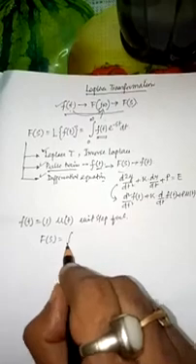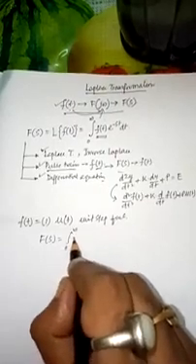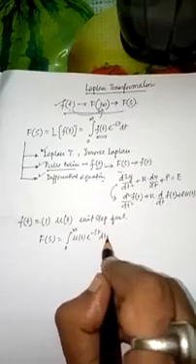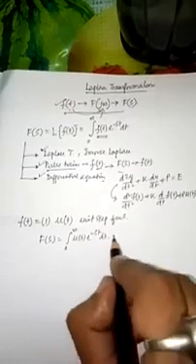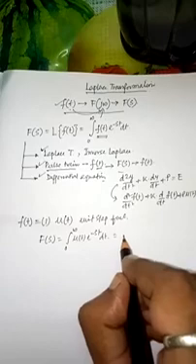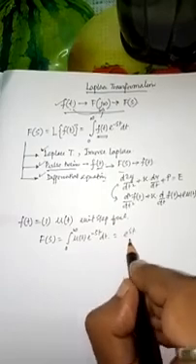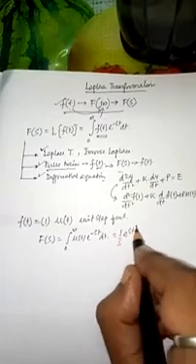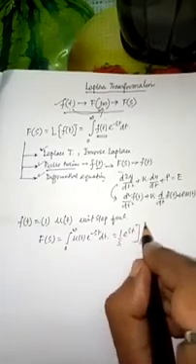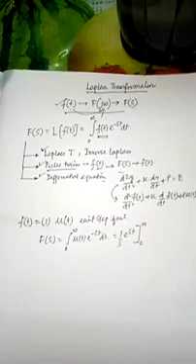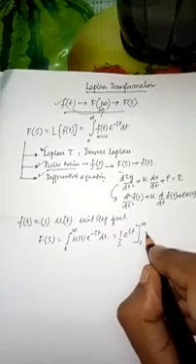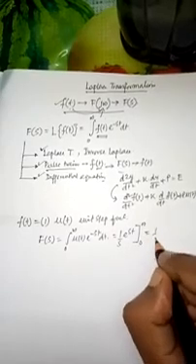F(s) equals the integration from 0 to infinity of u(t) e to the power minus st dt. Here u(t) equals 1 actually, so it should be e to the power minus st by s if you are integrating this. So obviously the limit is 0 to infinity, and obviously e to the power 0 means 1, and infinity means that is 0, so it should be 1 by s.